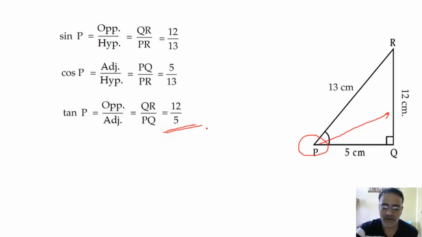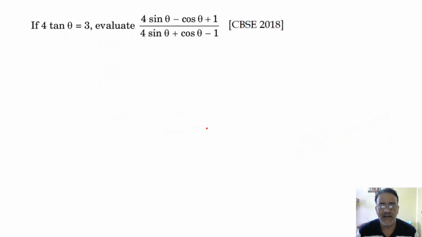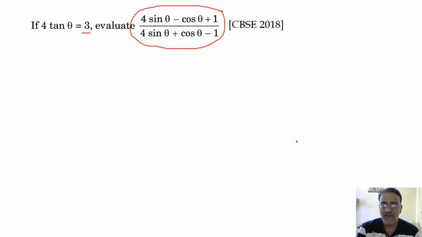No, sir. Okay. Now I took selected questions from the first exercise. Now I'm going to take some CBSE questions. So let us start with a very good question. 2018 board exam का question है ये. If 4 tan theta is equal to 3, find the value of this expression. Okay. So we require sine and cos from here. From tan theta we have to find sine theta and cos theta.